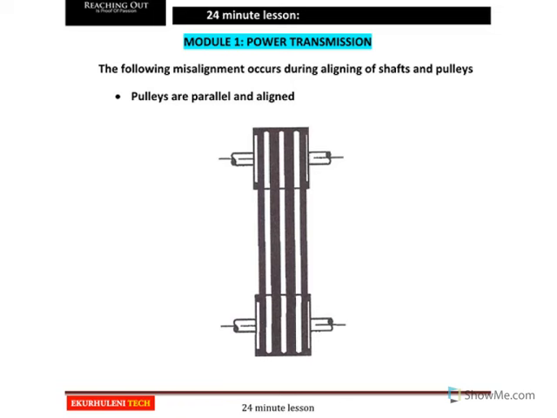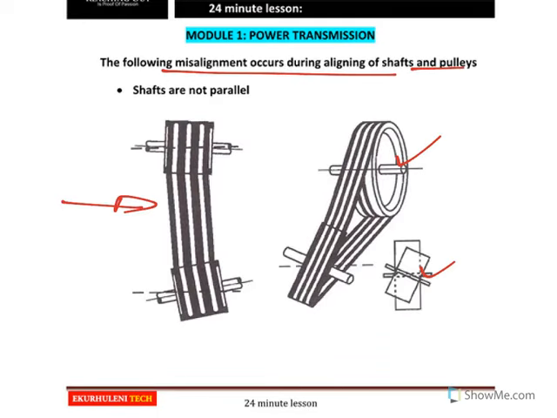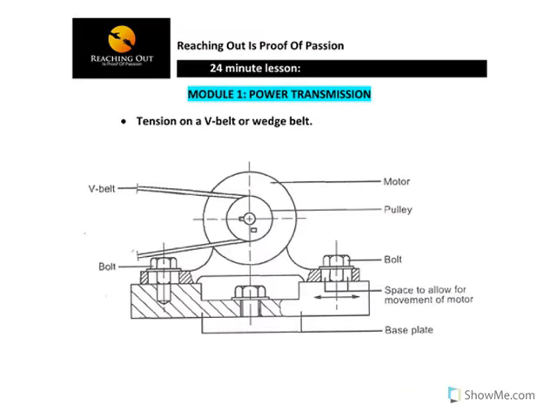The pulley as well as the belt and the shaft are aligned. But look at the previous diagram. Again, there was some misalignment, and also in the diagram here there was some misalignment. Moving on, the tension on a V-belt or a wedge belt. Now remember this diagram because they can bring it in an exam to label it. This is a V-belt in here. In this V-belt, as you can see, it goes in like that. There is a motor.